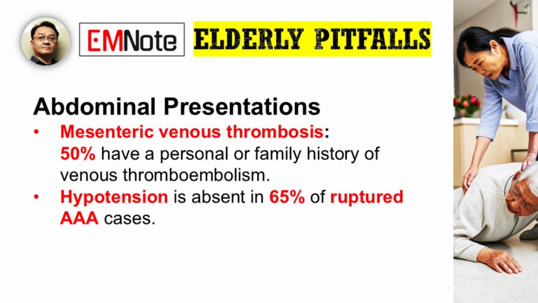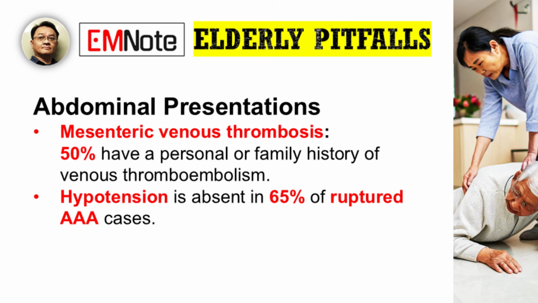Why is that history so predictive? Physiologically, it points to an underlying tendency to form clots too easily, a hypercoagulable state. So if you have an older patient, especially with heart risk factors, and they have severe abdominal pain that seems way worse than the physical exam suggests, asking about prior blood clots, personal or family, should immediately raise your suspicion for mesenteric venous thrombosis. It connects a systemic risk to a local emergency.